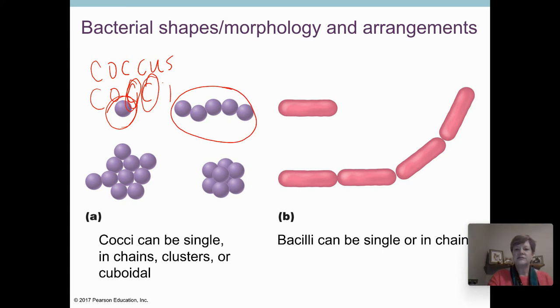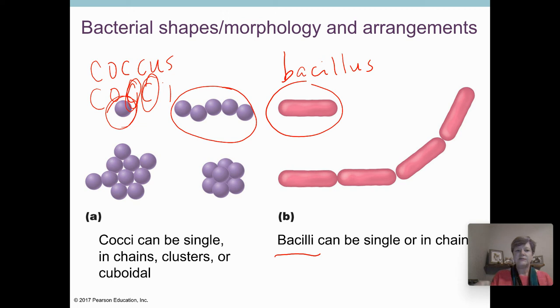On the right side, you see a rod shape, and another name for that is bacillus or bacilli. Bacillus is singular, bacilli is plural. And those have that slightly elongated shape. And these can exist individually. We call those singles. So this would be like a single.